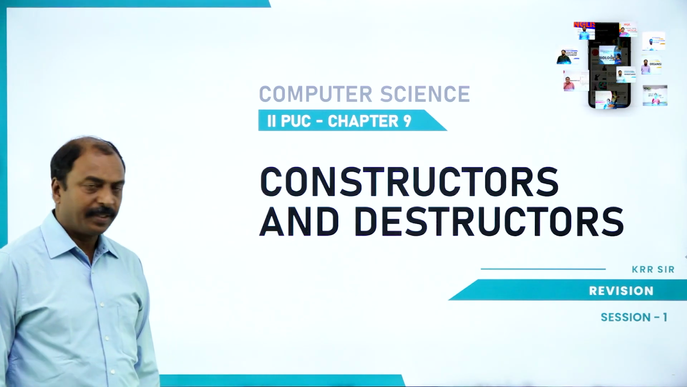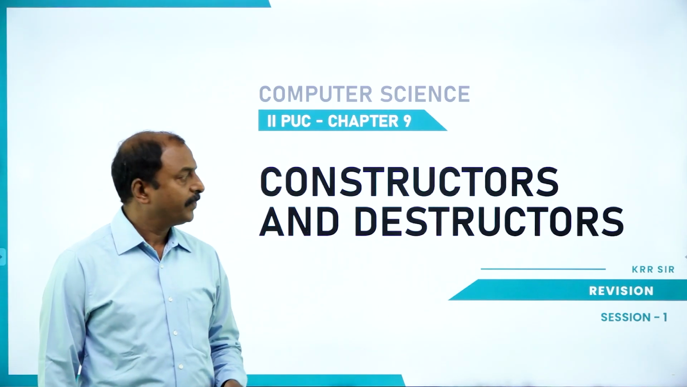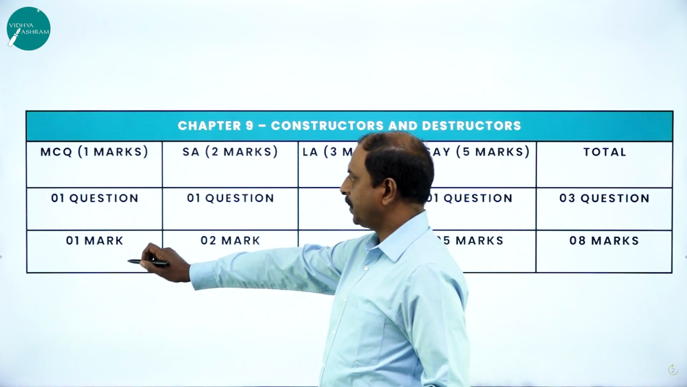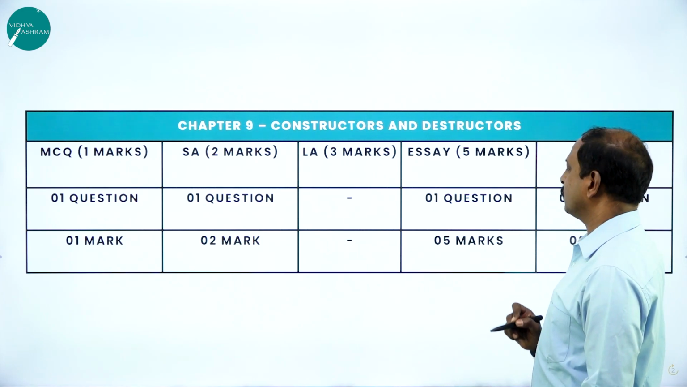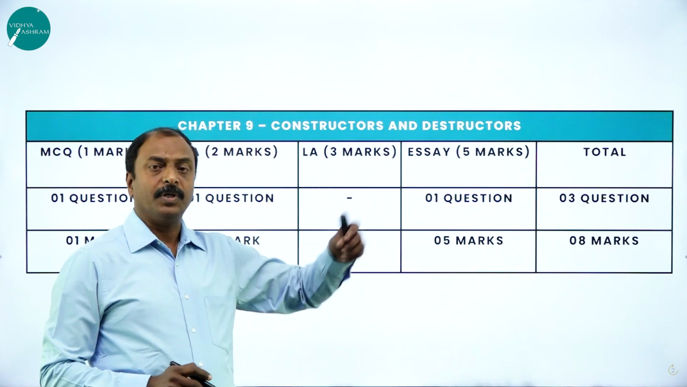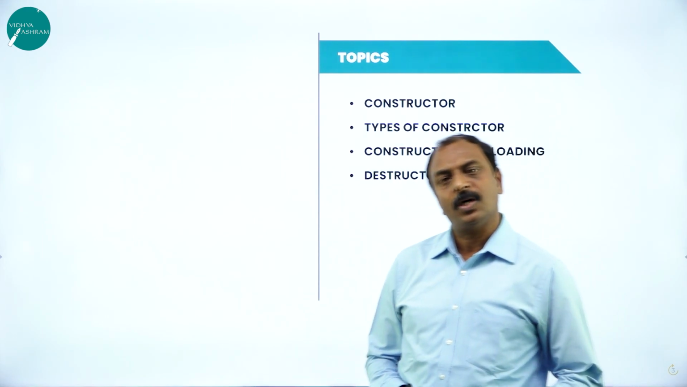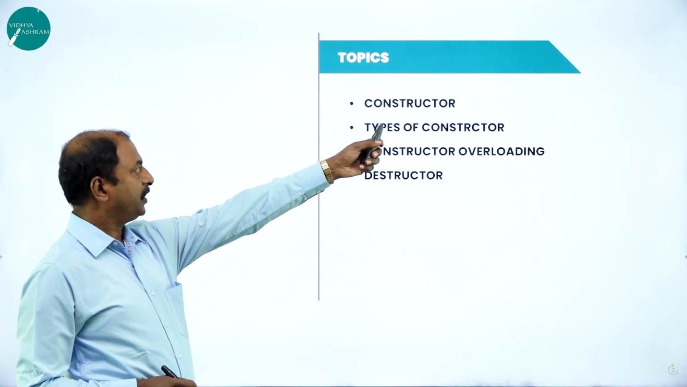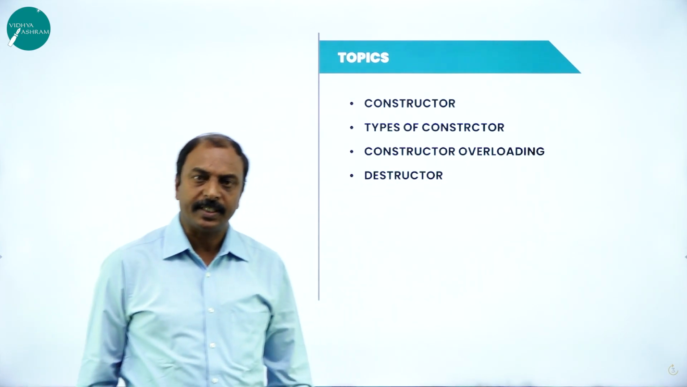Students, let us start our discussion with the chapter Constructors and Destructors, chapter number 9. The weightage of the chapter is 8 marks: one MCQ or 1 mark question, two 2 marks questions, and one 5 marks question. Now in this chapter, let us cover the important concepts: constructors, types of constructors, constructor overloading, and destructors.